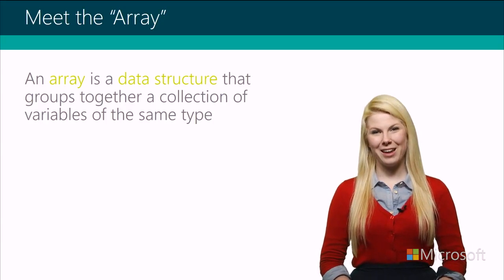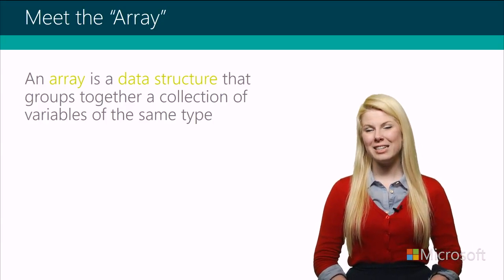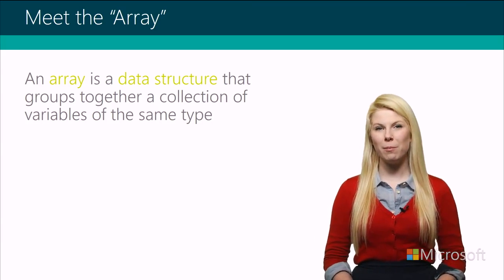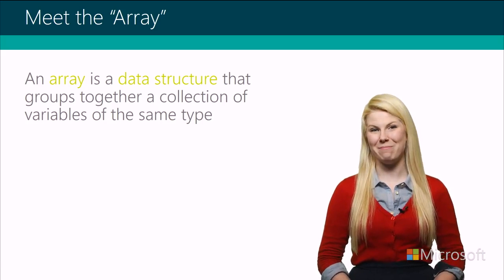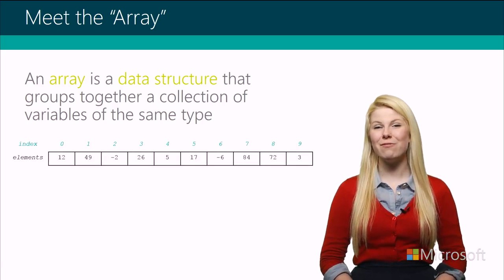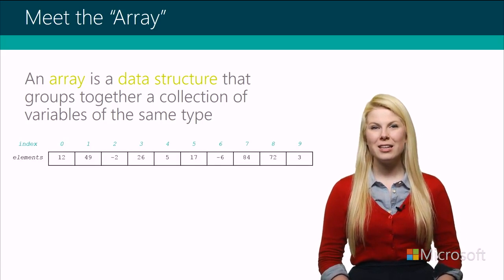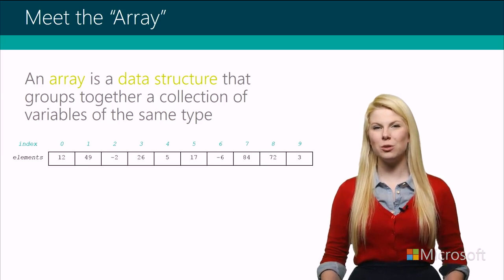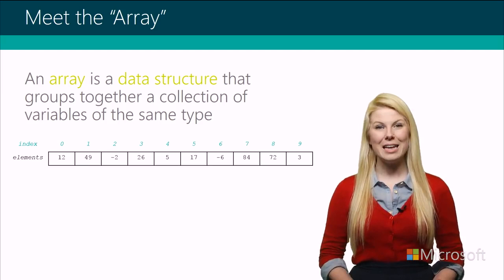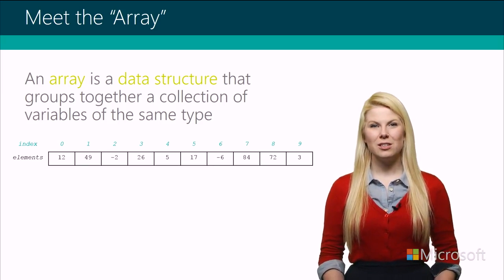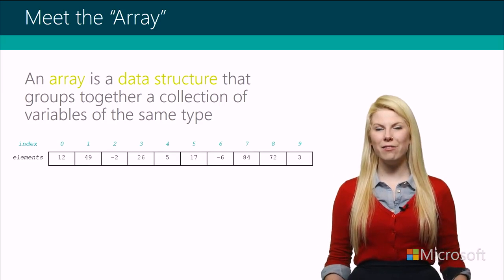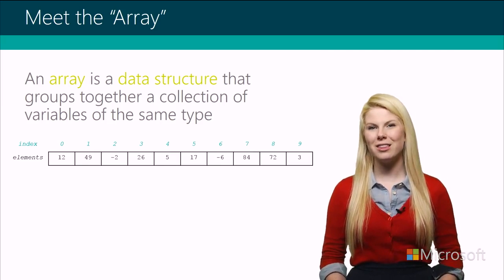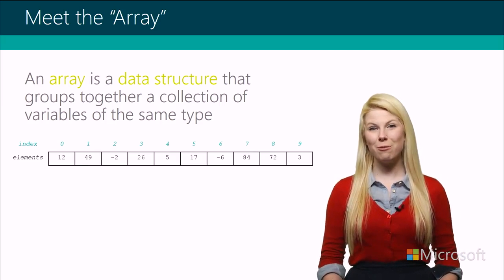Meet the array. The array is a data structure, which means it's a collection of the same type of variable all under one name. Here's how you might visualize an array. It's a long block of memory that's split up into individual sections where you can store individual variables. So here we have an array of ints, and we can actually store 10 separate ints all within the same variable, the array variable.